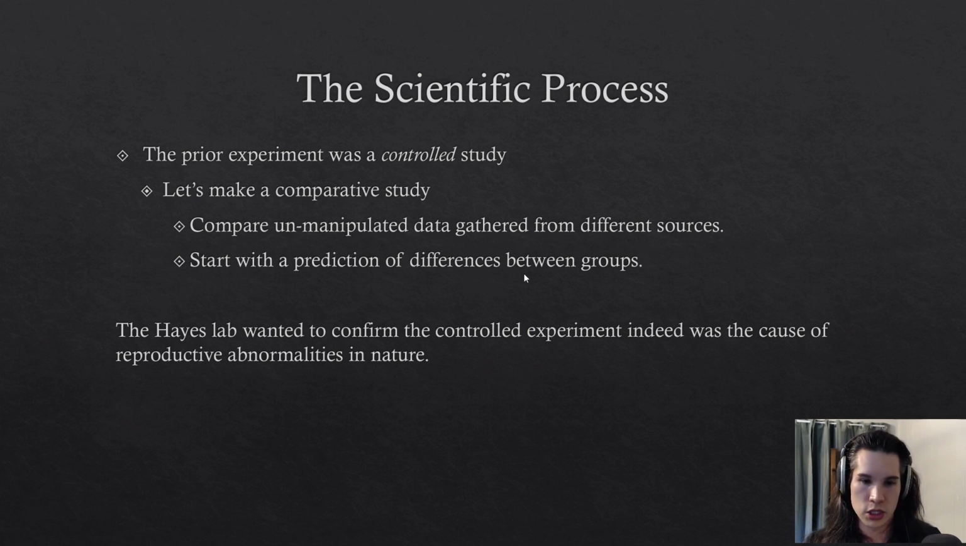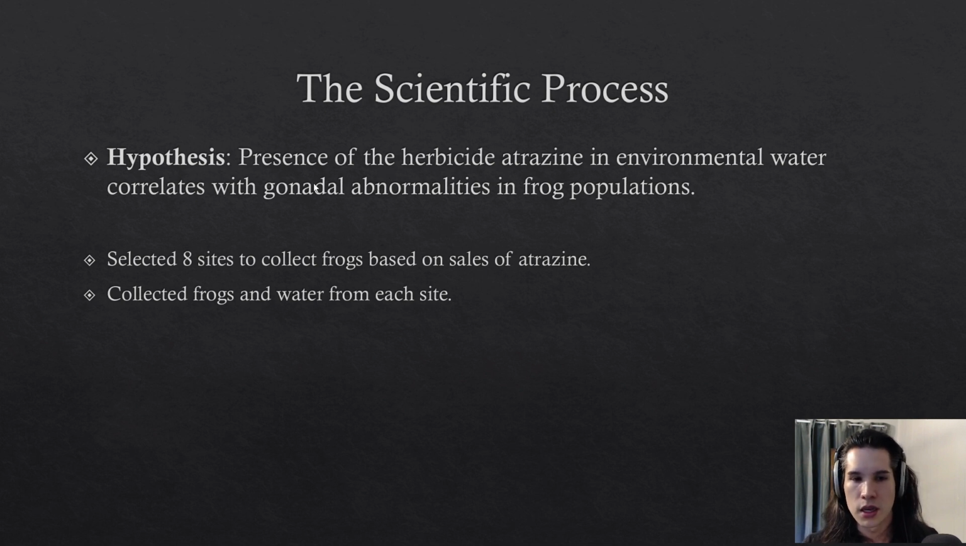So he's going to start off with a prediction of the differences between groups. He wanted to confirm the controlled experiment indeed was the cause of reproductive abnormalities in nature. So he wants to see this in nature. His hypothesis, which is less formal: the presence of herbicide atrazine in environmental water correlates with gonadal abnormalities in frog populations. So he looked at 8 sites to collect frogs, based on atrazine sales.